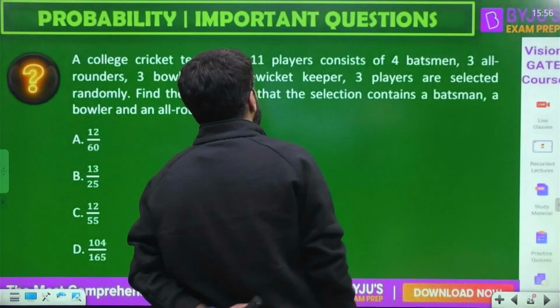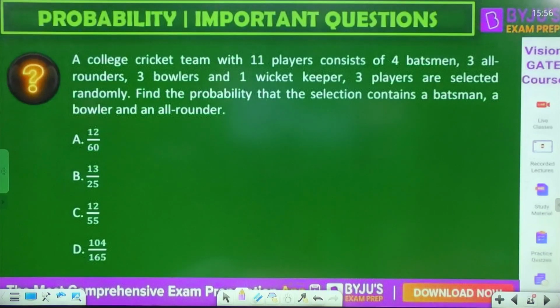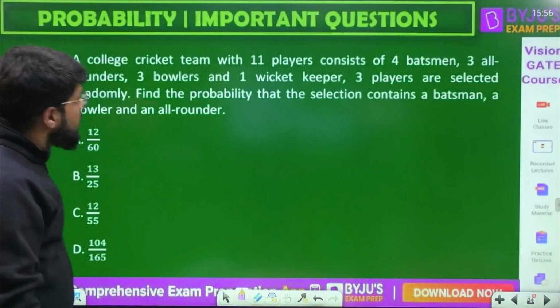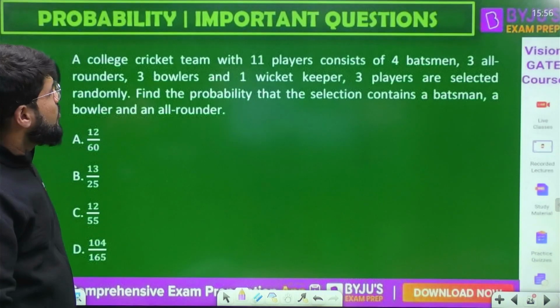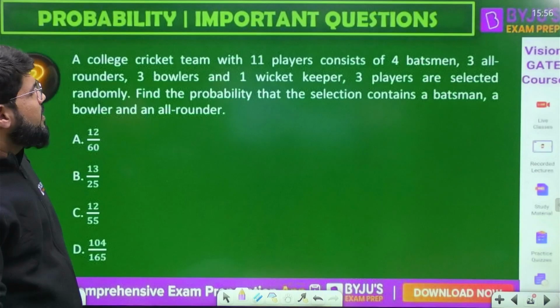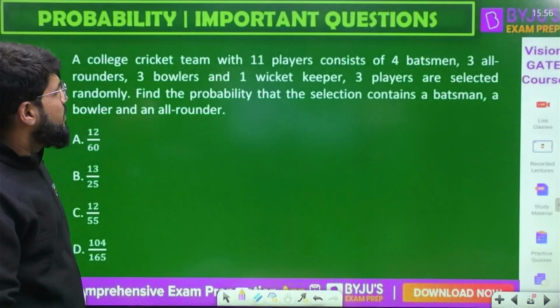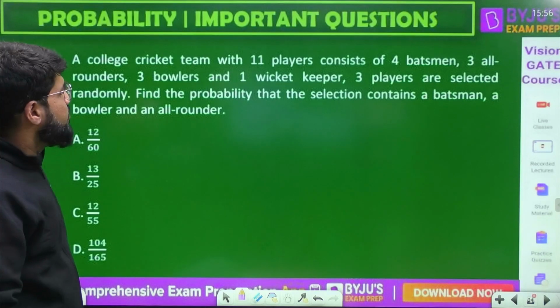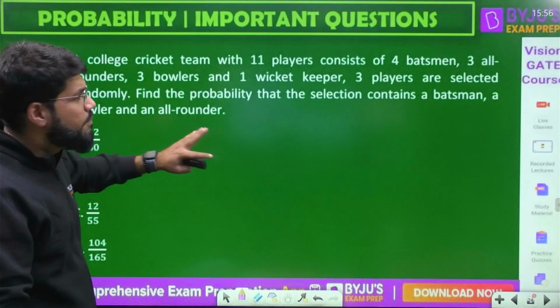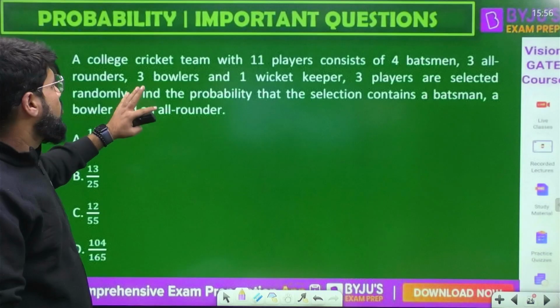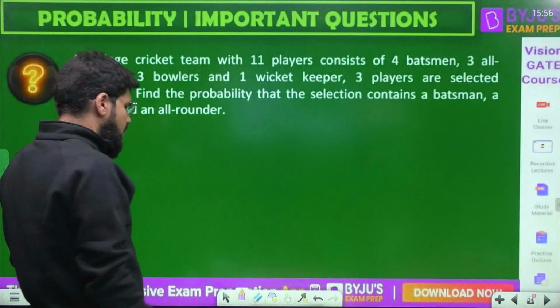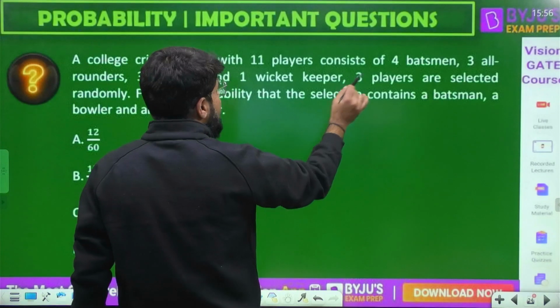A college cricket team with 11 players consists of 4 batsmen, 3 all-rounders, 3 bowlers, 1 wicket keeper. And 3 players are selected randomly. Find the probability that the selection contains a batsman, a bowler, and all-rounder out of the 3 players. So there are 11 players, out of which 4 are batsmen, 3 are all-rounders, 3 are bowlers, and 1 wicket keeper. Now, 3 players are selected.